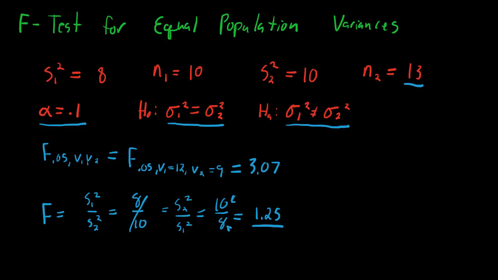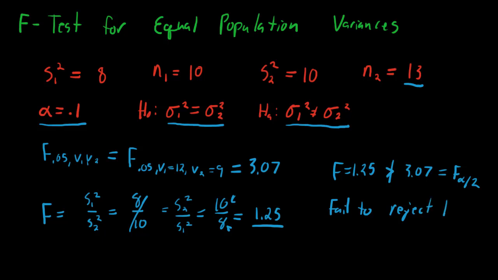And now to actually finish off our hypothesis test, we're testing to see if F equals 1.25 is greater than our 3.07, which is equal to our F sub alpha over 2. And since it is not greater than, we fail to reject. So we fail to reject H naught.